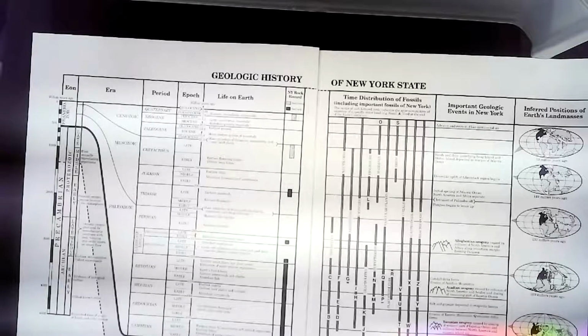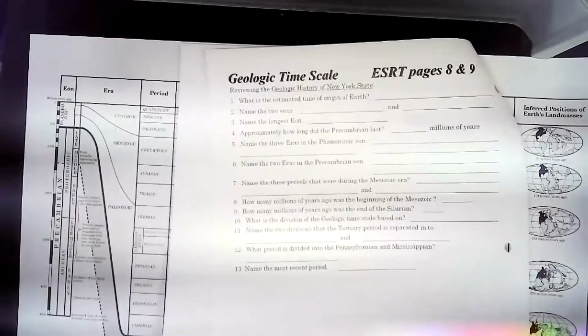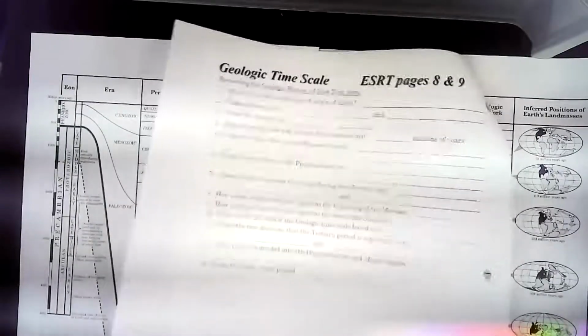Again, everybody know what their homework is? Page 4 in your chapter 6 packet. Chapter 6 packet looks like this. Page 4 looks like that. So just those 13 questions.